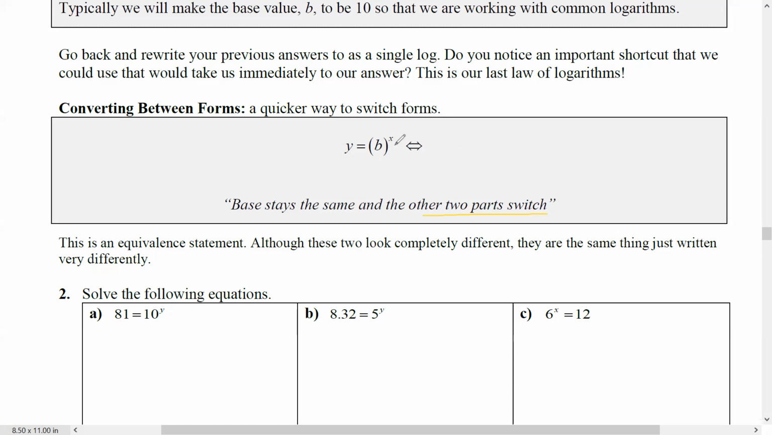So what this is going to become is base stays the same. So I say right now my base is b, and the other two parts switch. So the y goes where the x was, and the x is solved for. How handy is that? So let's practice this a few times.